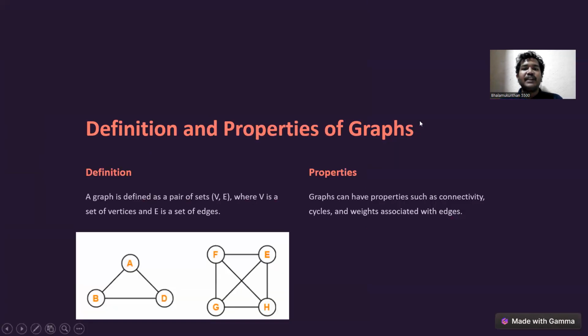Now we'll go through the definition and properties of graphs. Definition. A graph is defined as a pair of sets, where V is a set of vertices and E is a set of edges. Here is an example of a graph. And the properties: a graph can have properties such as connectivity, cycles, and weights associated with the edges.